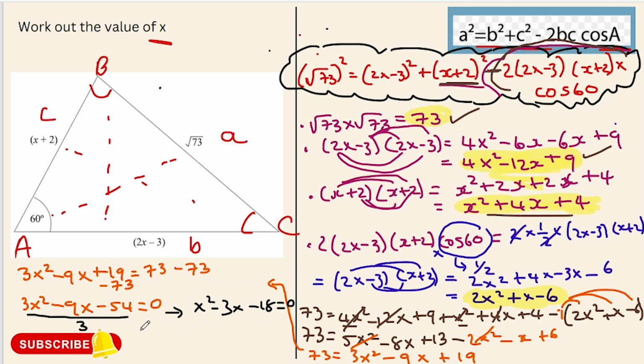And if you're going to factorize that, you will get x minus 6 or x plus 3 equals 0. And you have two solutions. X can equal 6 or x can equal negative 3. Now, because a length can't be negative, we can't take this as a solution. So x is equal to 6. Now, I know this is a long-winded question, and in the exam, it would be worth about 5 to 6 marks, and it will be towards the end of the paper.